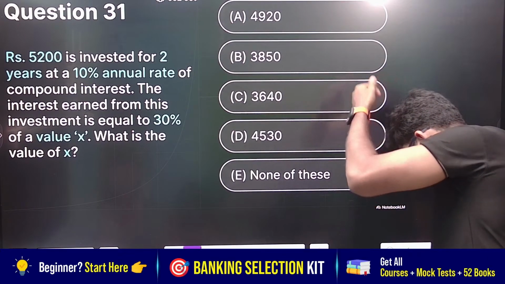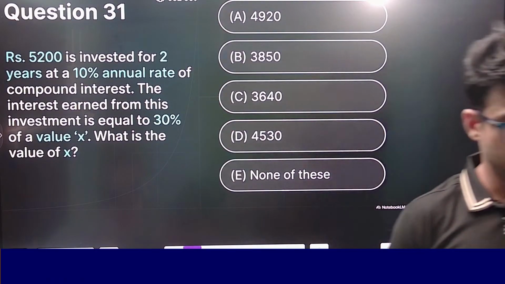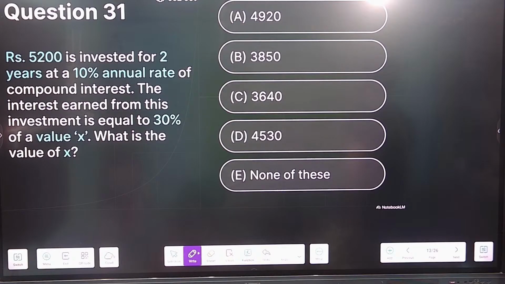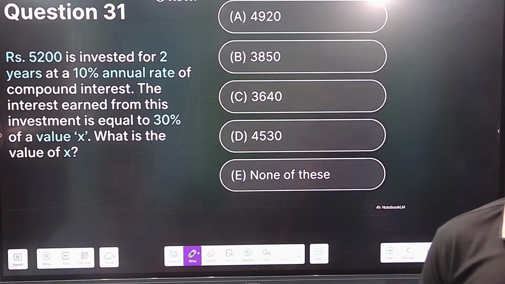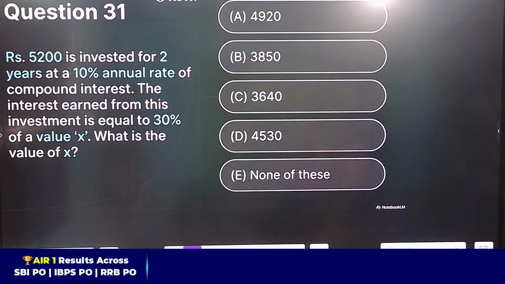Just wait. First, solve. Now 52,000 is invested for 2 years at 10% annual rate, which is 52 into 21. And come on, the interest earned from this investment is 30% of the value of X. Oh, that is very easy, guys.